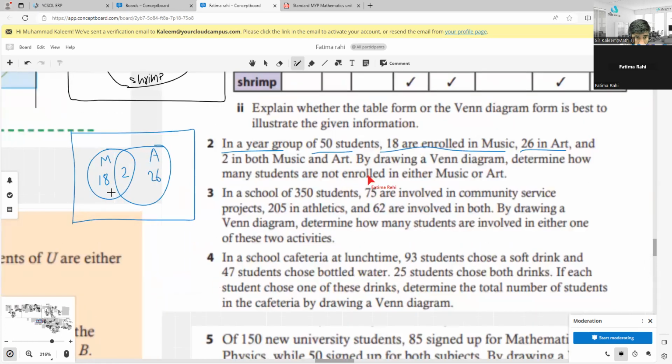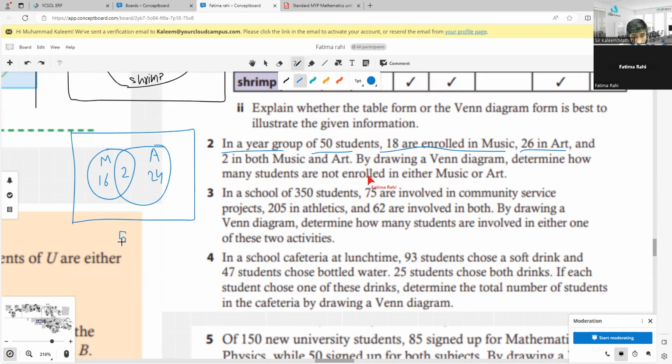What's the mistake here? Doing this means that in music we don't have 18; it represents 20. So here we would have to mark 16, and art would be 24. If we consider only the separate sets, art has 26 students and music has 18 students, right? But does that make the total 50? No, it will be 52.